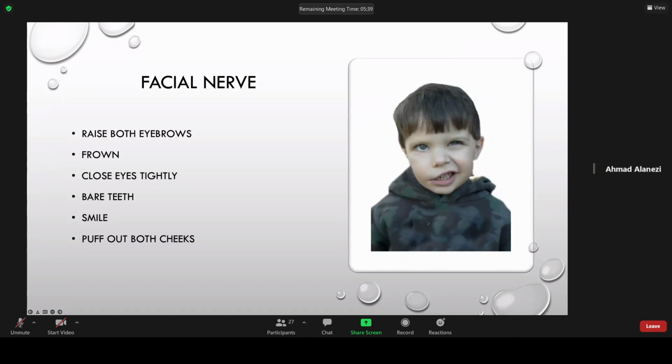Now, lower motor neuron and upper motor neuron. Lower motor neuron, something we call Bell's palsy. Upper motor neuron, you might be dealing with any brainstem lesion, tumors, inflammatory, infectious, anything in the brain.